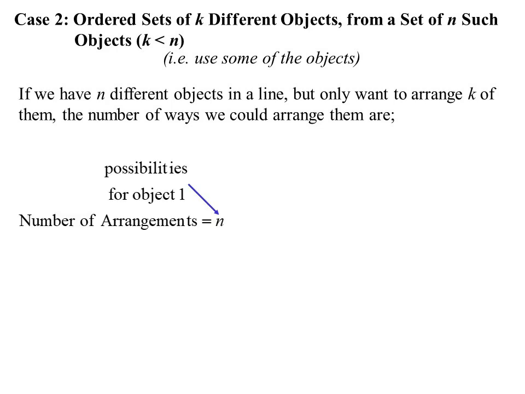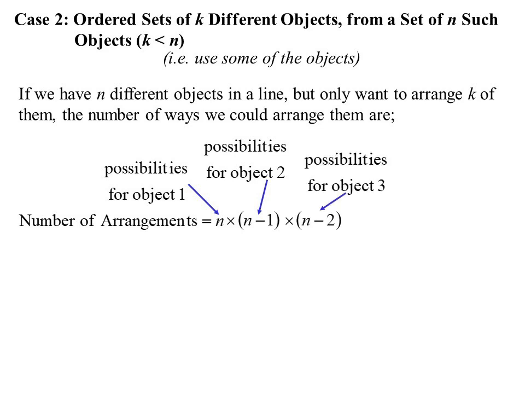So that first person's got n. The next person, still n minus 1 I've got to choose from. Still n minus 2, but this time I'm not going to keep going all the way. I'm going to stop at the kth object. The question is, how many ways could I get the kth object? Well, if we look at our pattern here, when there was 1 object there was n. When there were 2 objects there was n minus 1. When there were 3 objects there was n minus 2. Therefore, logically, for k objects it must be n minus k plus 1.